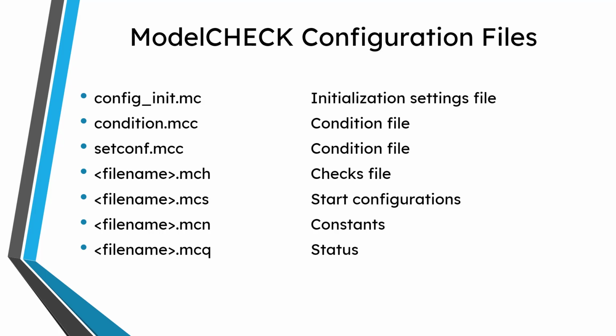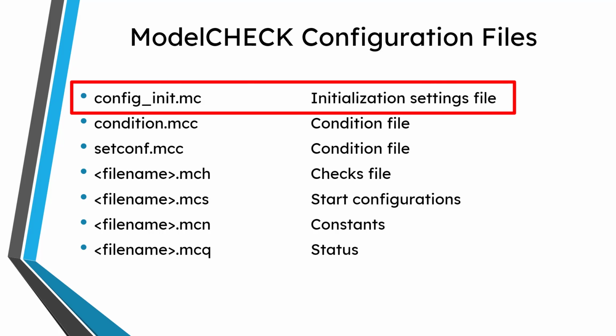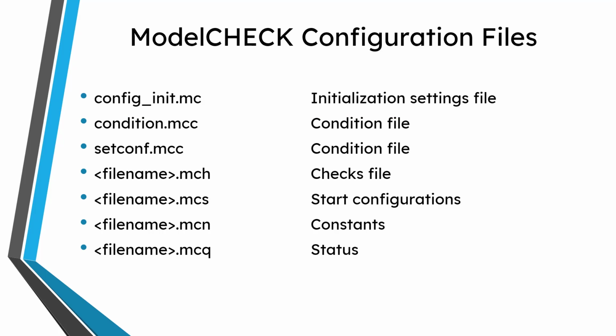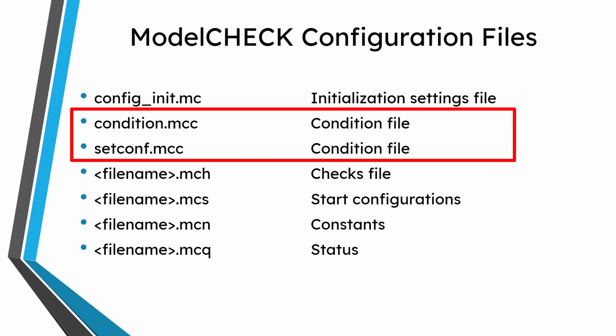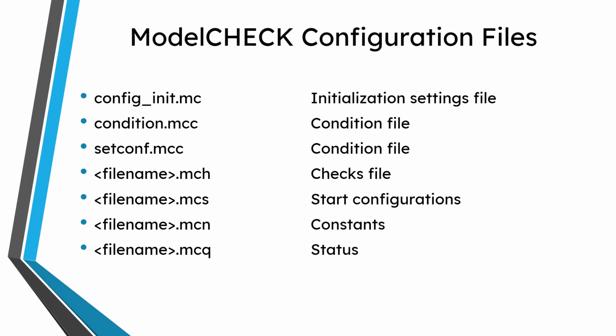First, there's one called a config init.mc. This is your initialization settings file. We will cover that one in this video. There are also a couple different condition files so that you can have different checks based on your different models. But the one I'll do in the next video will cover the checks files.